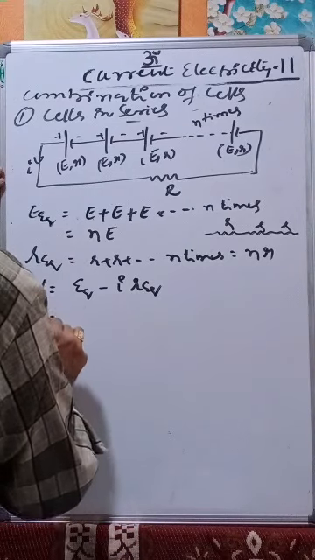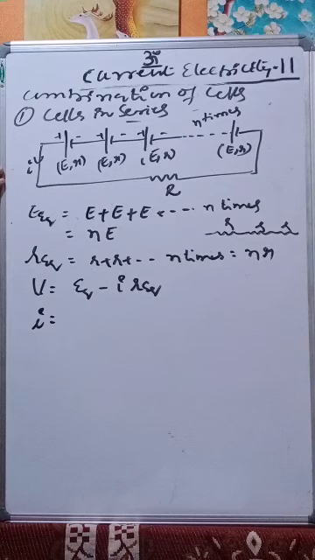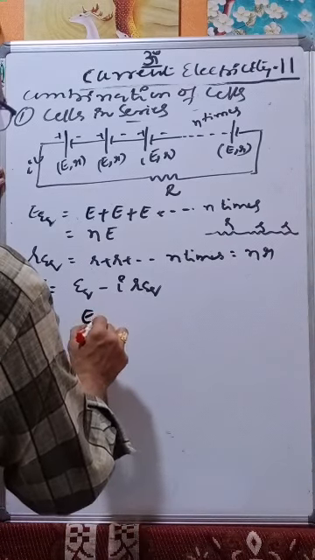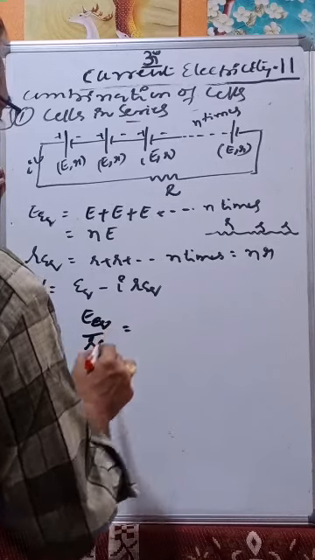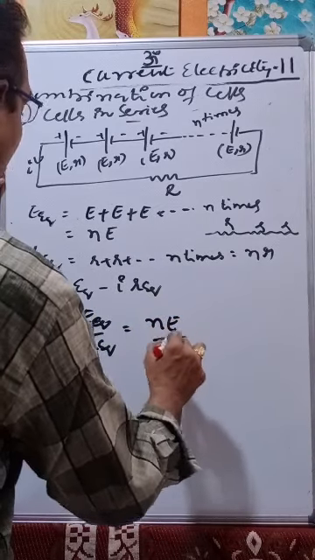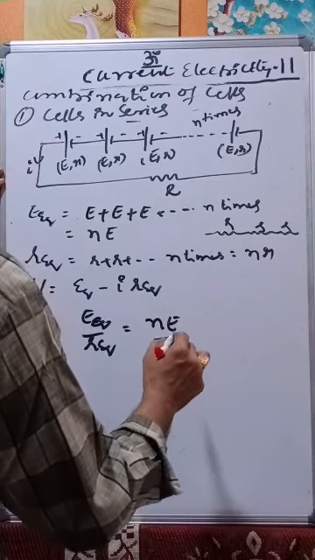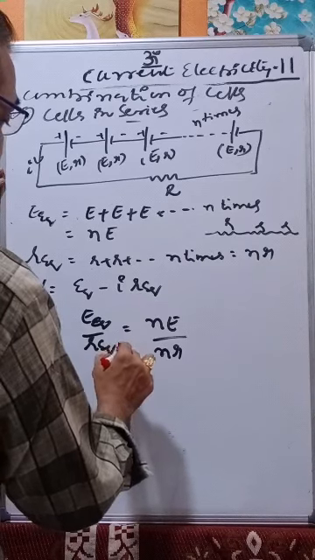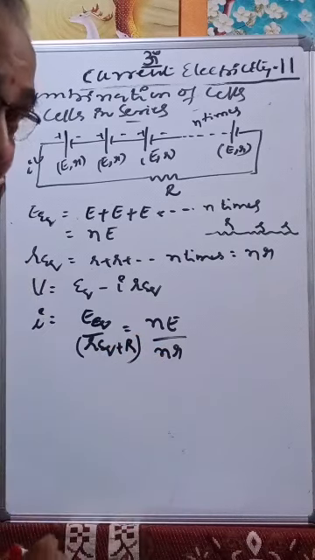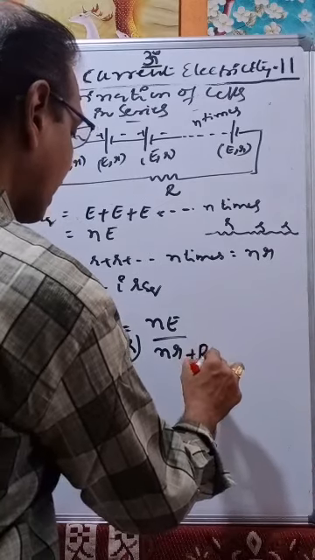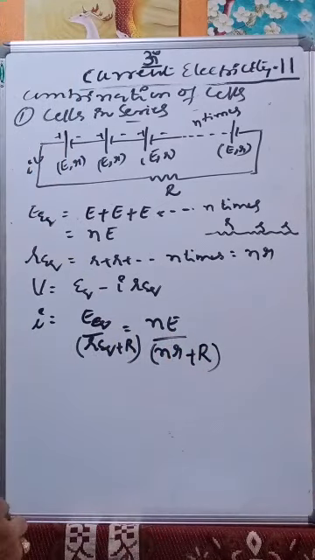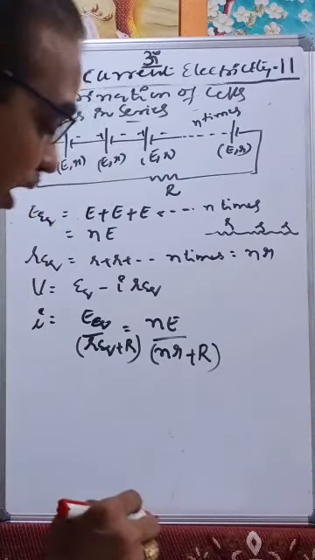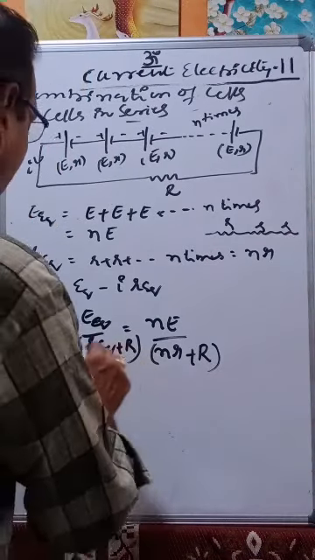Then what is I here? I is equal to E equivalent by r equivalent. E equivalent is nE, r equivalent is nr. But that is possible when the external resistance is not there. But we are having external resistance R here. Therefore nr plus R. If R is not there, this is simply E equivalent by r equivalent only. As external resistance is there, it is nE by nr plus R.